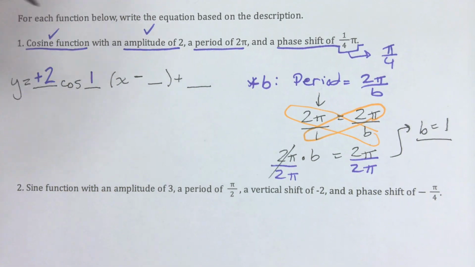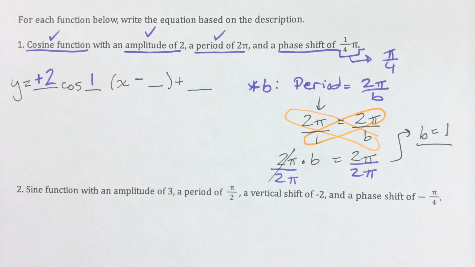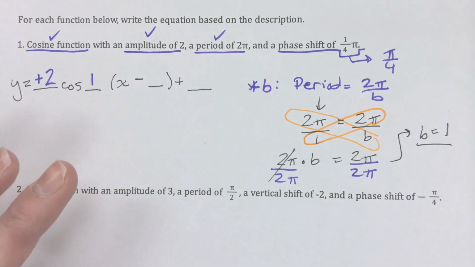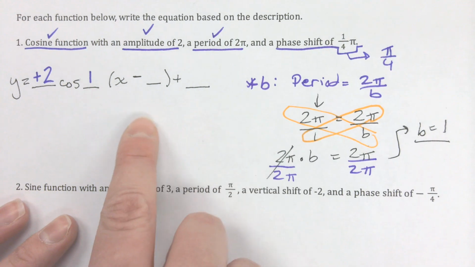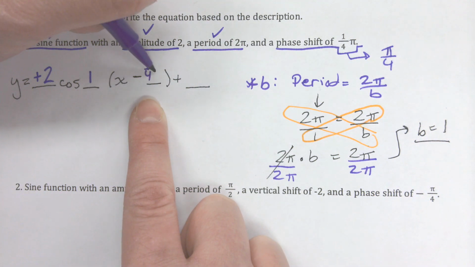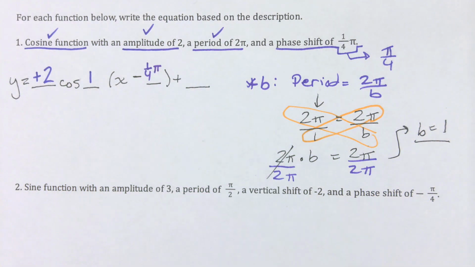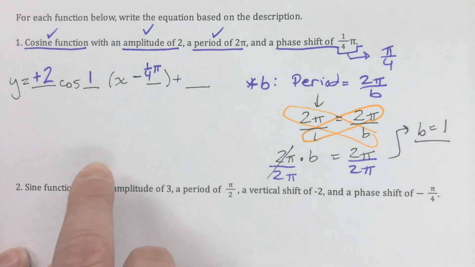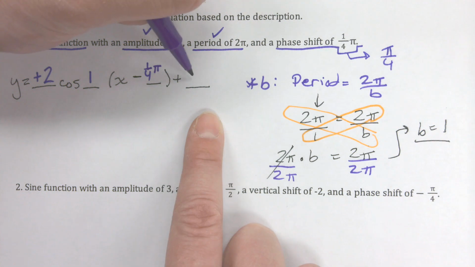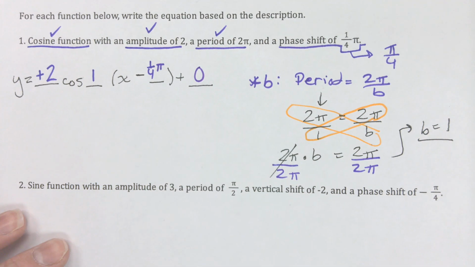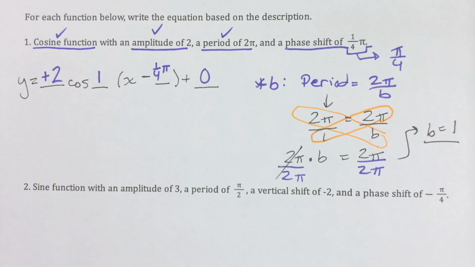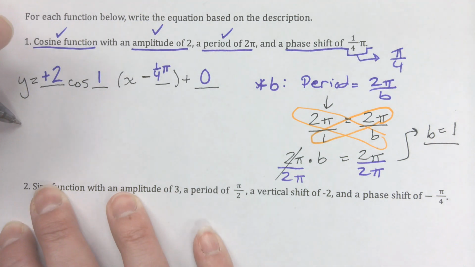So we can now fill that in. So I've accounted for the period of 2 pi. Last thing is the phase shift of 1/4 pi, pi over 4, however you want to write it. I'll write it the way it was given here. So just fill that in. 1/4 pi. And there is no provided vertical shift, so this is a 0. And honestly, this looks good here, so you could go ahead and box it there if you want.